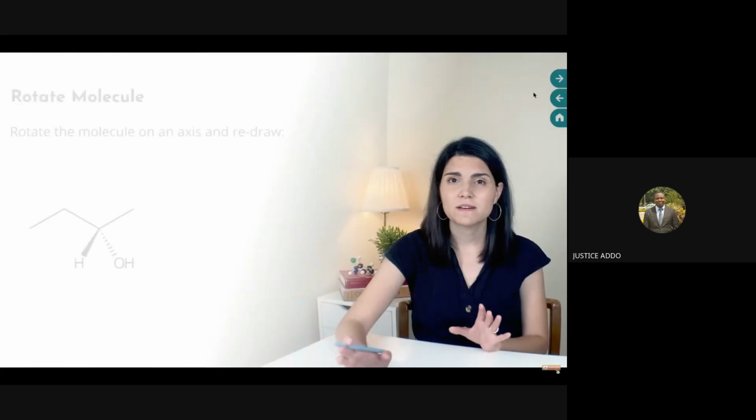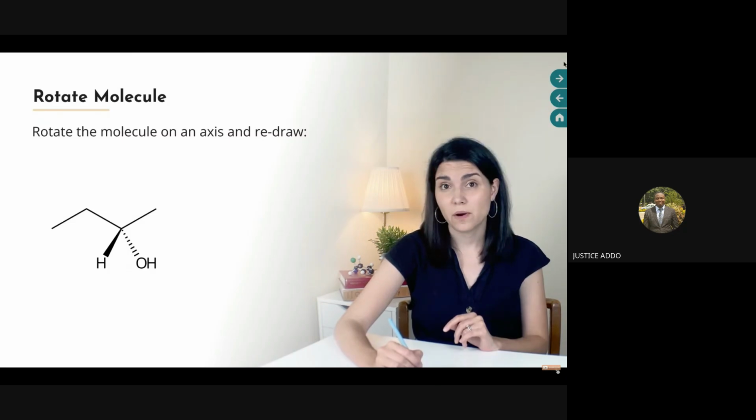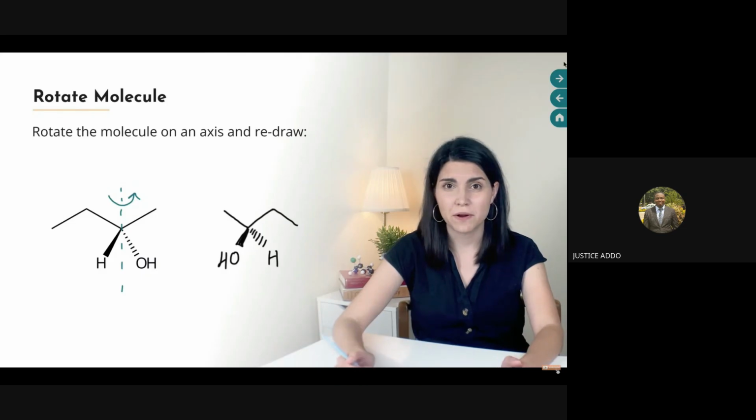So here's a few of those strategies. First, and I'd only recommend this if your molecule is very simple, you can imagine rotating your molecule and redrawing it to put the fourth priority group in the back. For example, we could draw an axis right through the chirality center like this, and then we would do a 180-degree rotation. So that would switch the sides of the methyl and ethyl groups, and it would bring the hydrogen to the back and move the OH to the front.